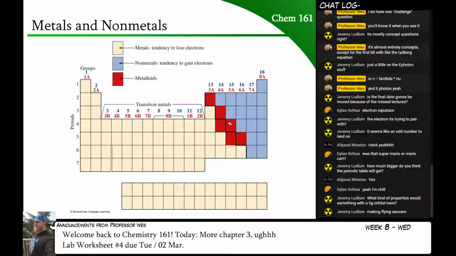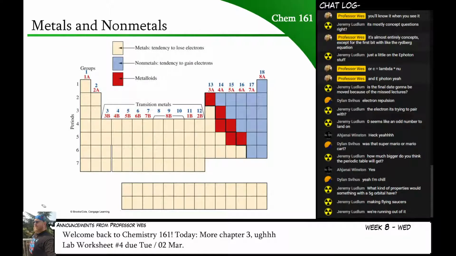On the periodic table is this zigzag right here. Not every periodic table has this, unfortunately, but for those that do, that line is called the metal non-metal line.